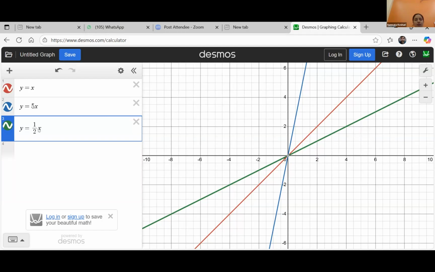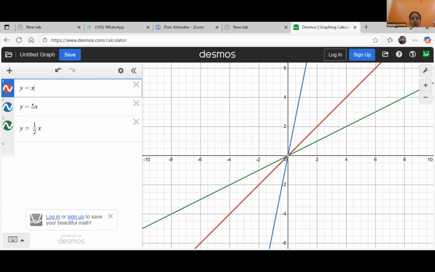Okay, and now here only I will explain all these concepts. First, try understanding what is slope. Understanding the slope is not difficult. I'm trying to explain over here. Just a moment.